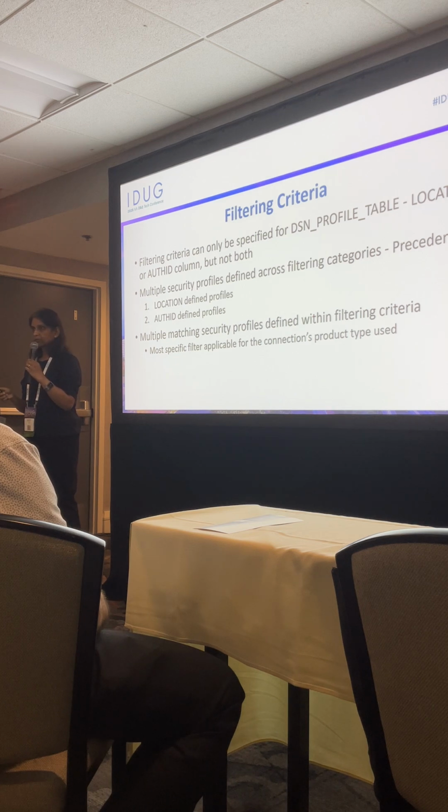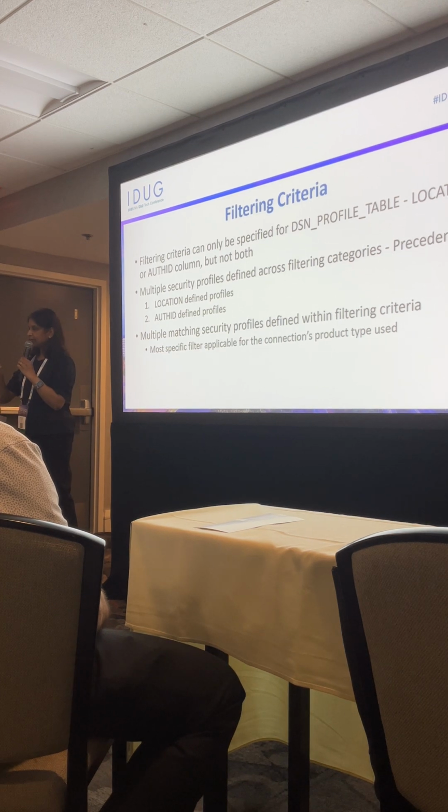Even for a single row? For a single row, for the filtering criteria, you can only specify one column in one row. I'm saying that I inserted a row saying auth ID, SP, M Prasad Rao, and location is 1.1.1. So you cannot specify both filtering criteria, location and auth ID. You could do it only with two different rows. Yes.